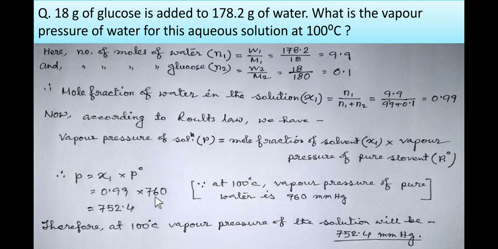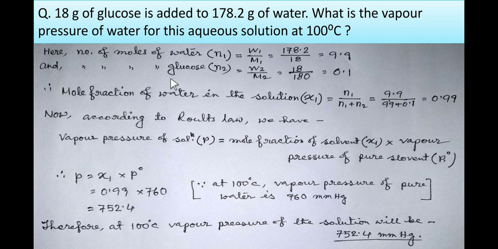So we put the value of P naught here and we get 752.4. Therefore at 100 degrees C vapor pressure of the solution will be 752.4 mmHg. Okay, this is the answer. And now we see if it is pure water, then the vapor pressure will be 760 mmHg. Since a non-volatile solute is added to this water, the vapor pressure is lowered. It is lower than 760 mmHg. It is 752.4 mmHg.